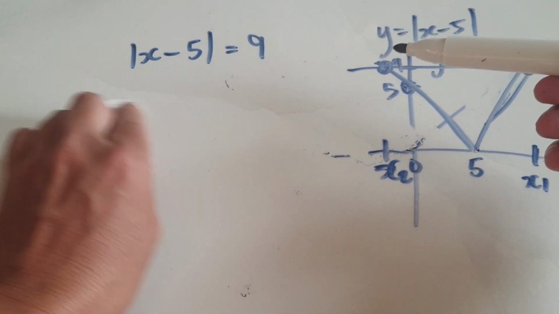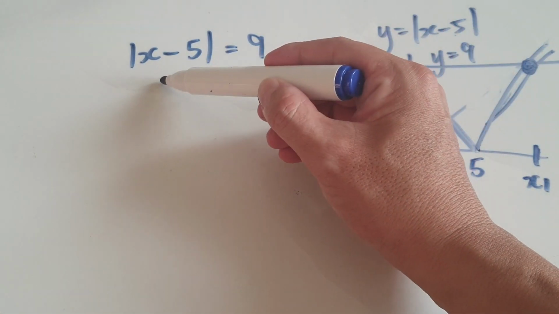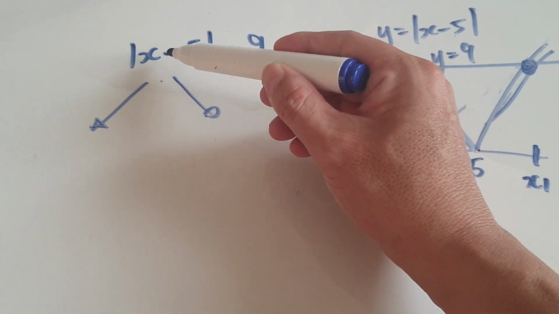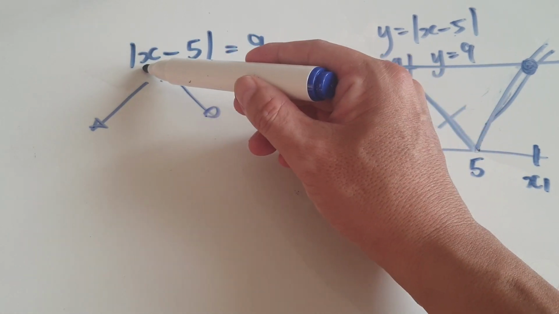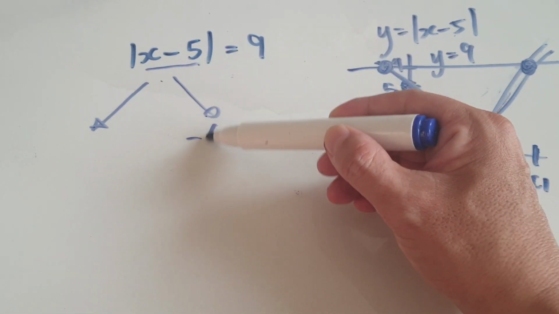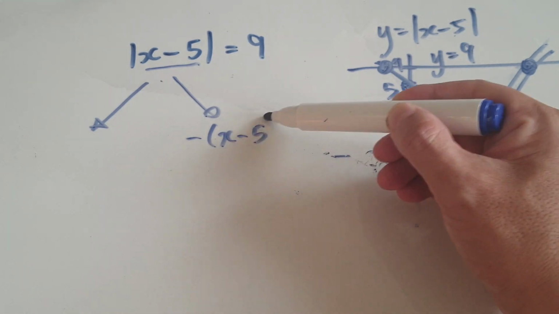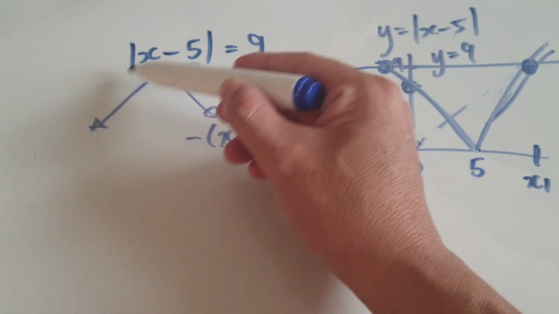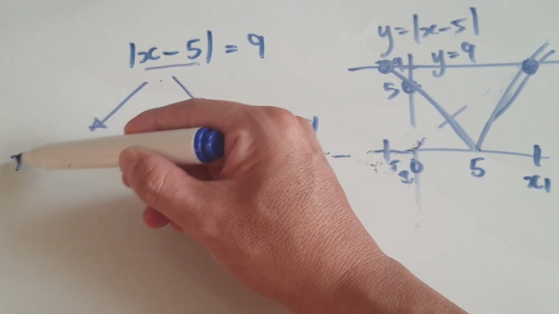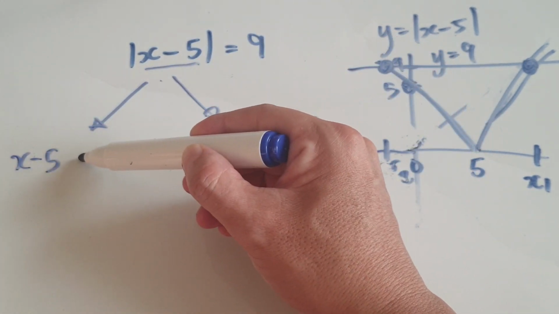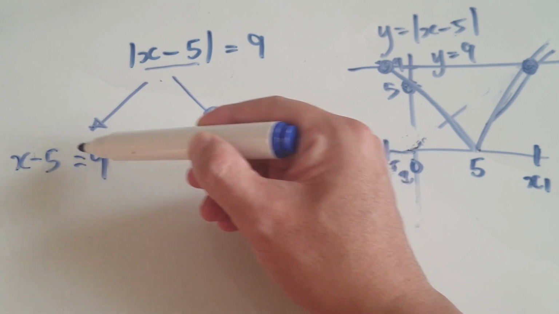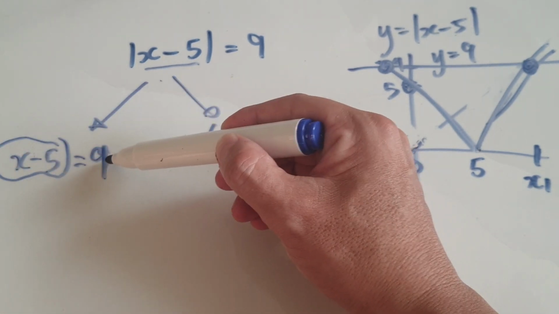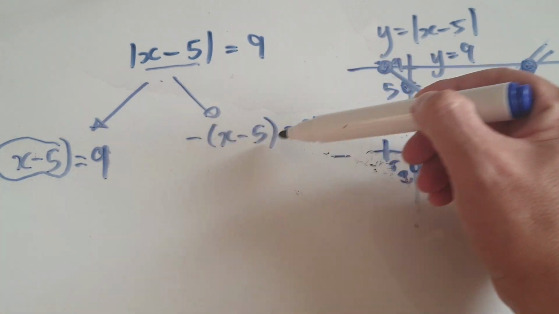So to solve this, you would have to break it up into 2 different scenarios, where the negative version of this is equal to 9, and you have to break it up as the positive version of this equals 9. So you can imagine this as being a bubble. The positive version of the bubble equals 9, and the negative version of the bubble equals 9.